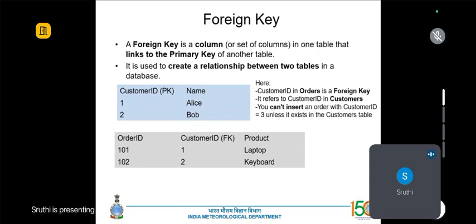So here, there is a customer ID 1 who is Alice, has an order ID 101, and she has bought a product which is a laptop. So these are two different tables, and if you want to use SQL to retrieve some information, this primary key and foreign key becomes very important.